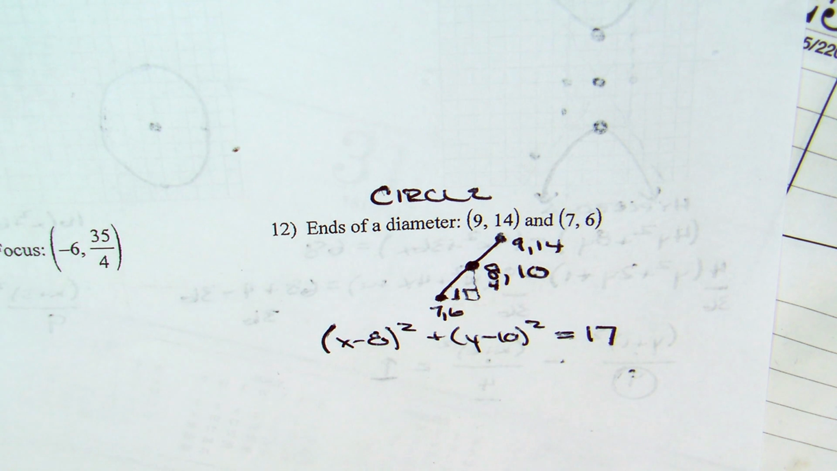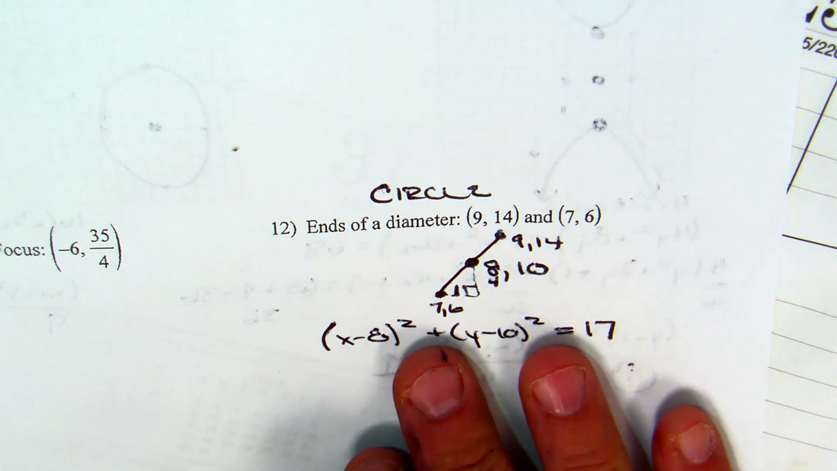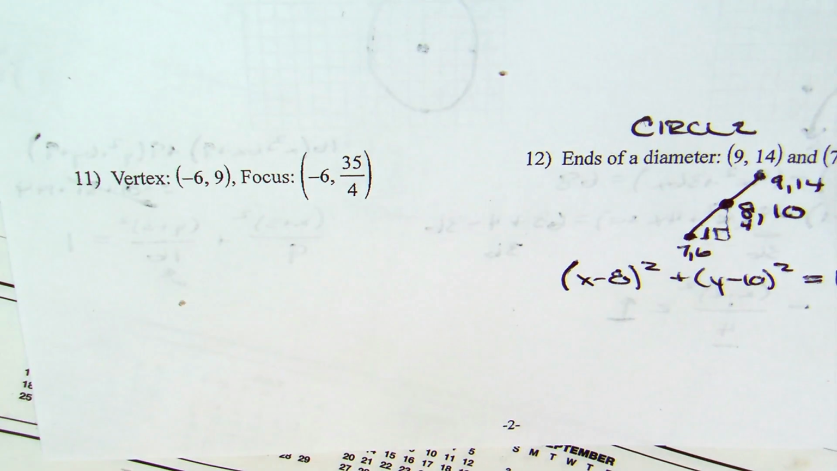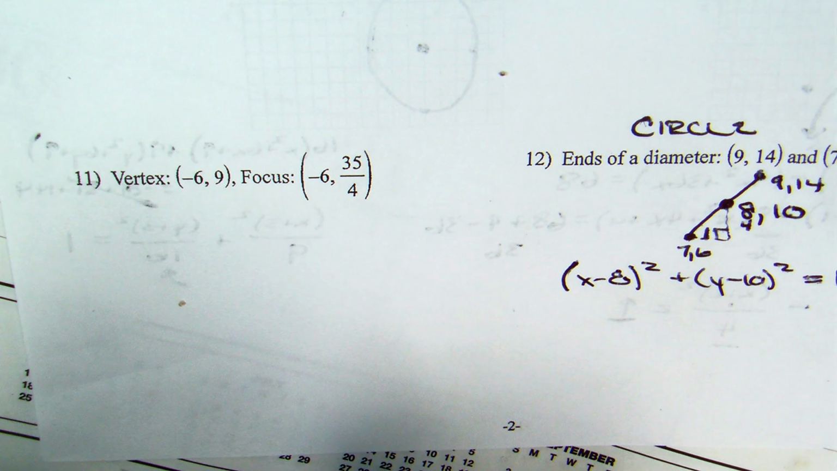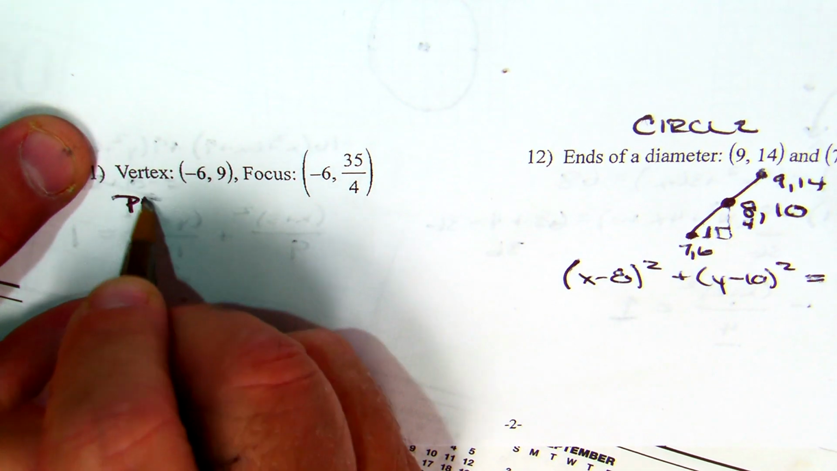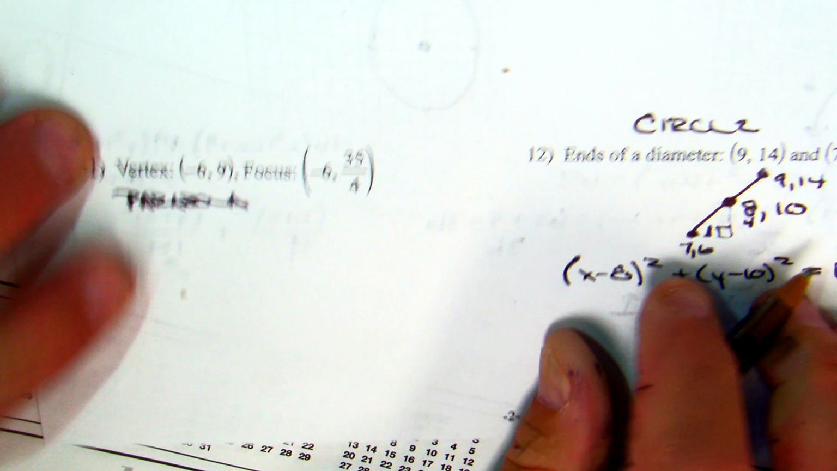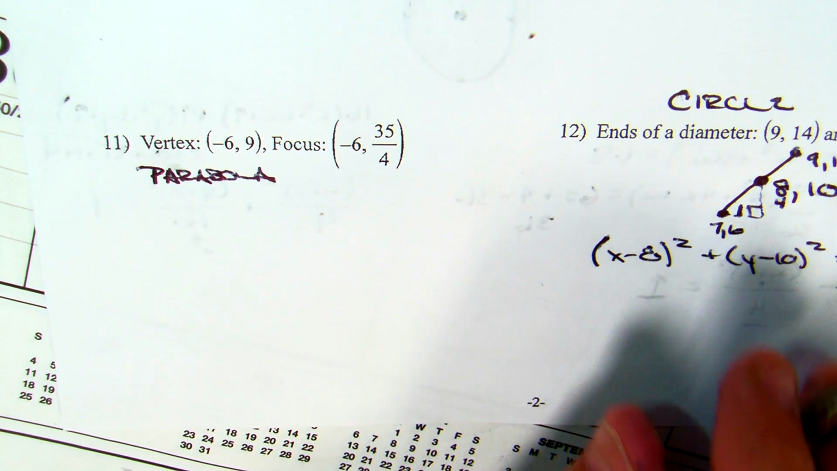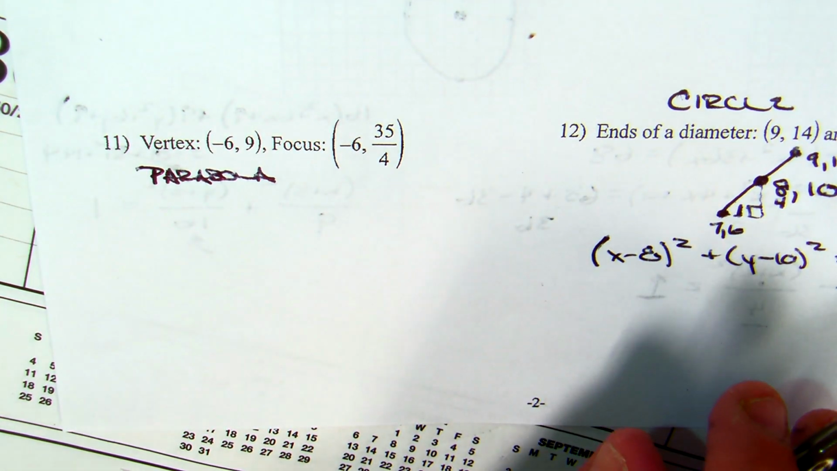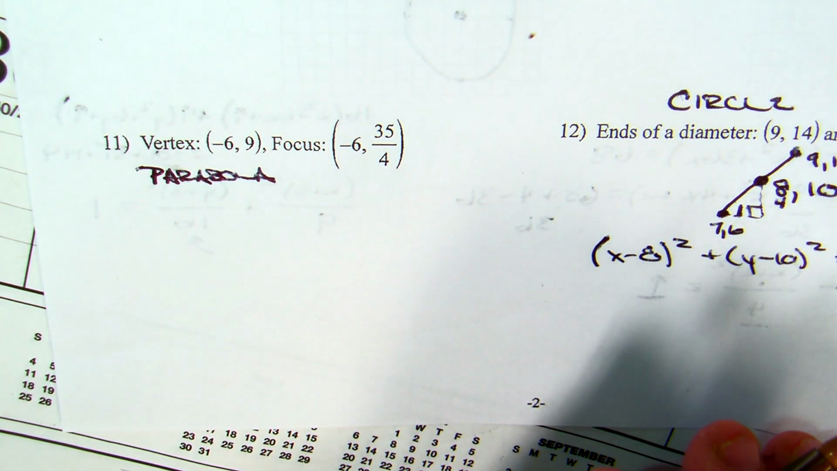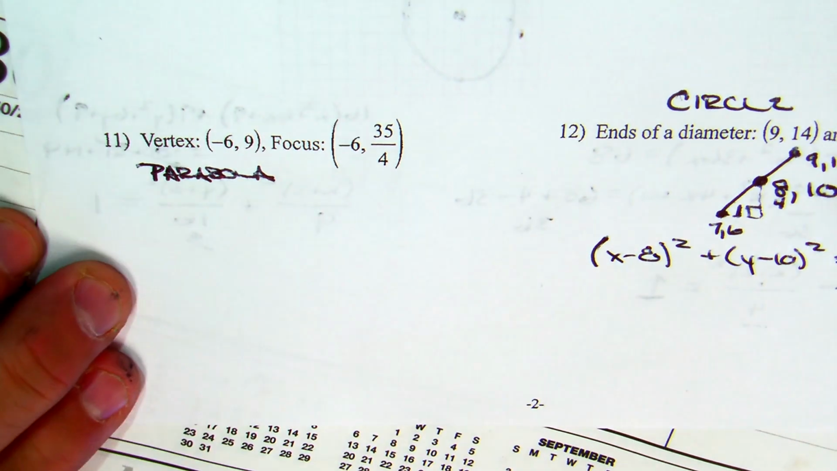Seem good? The one next to it only has what? One focus. Parabola. So when we have one focus, it's got to be a parabola. All right? It's okay?